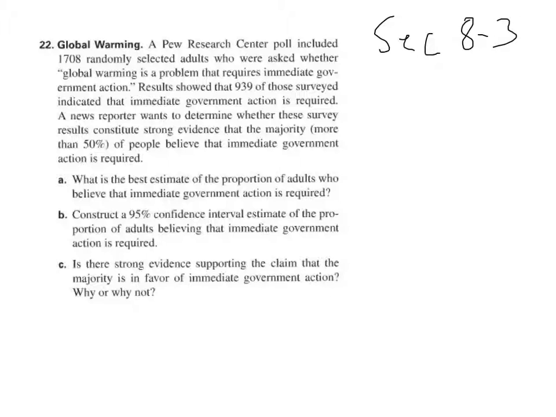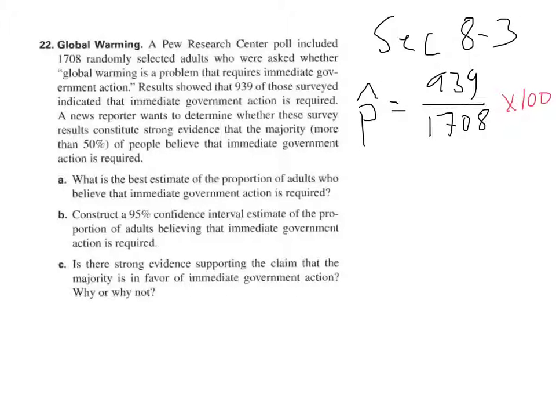They said out of 1,708 people, 939 agreed with that statement. Our best estimate is going to be that proportion. Because this is coming from a sample, I'm going to use p hat to represent that, and that's going to be 939 divided by 1708. Whether you want to express that as a percentage by multiplying by 100 is up to you; you'd have to check what MyMathLab wanted.